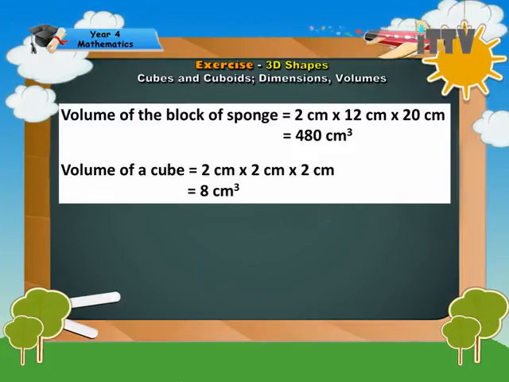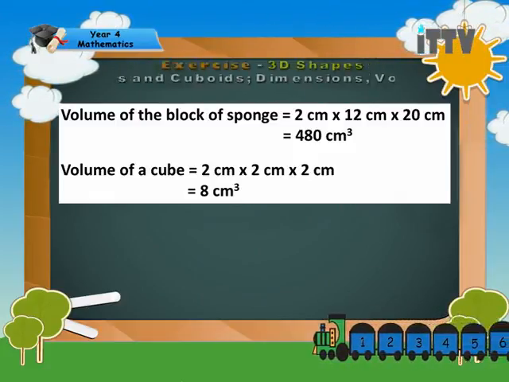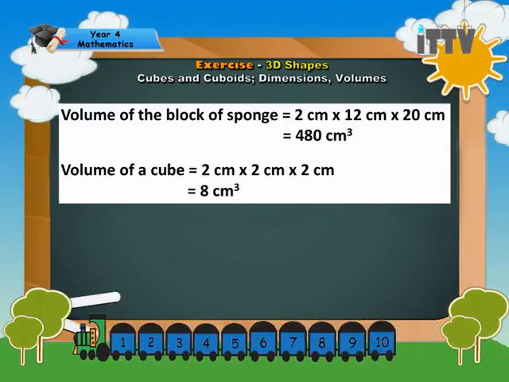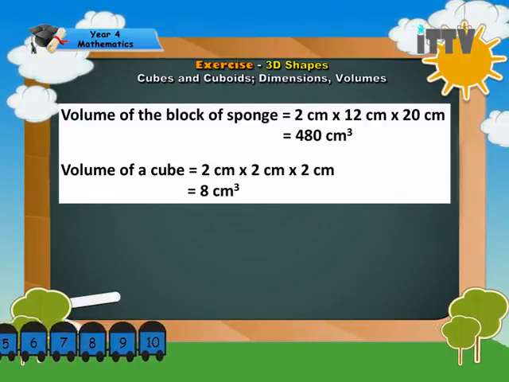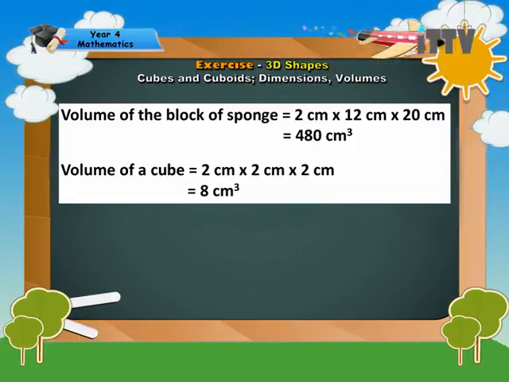What about the volume of a cube? Now we want to cut a cube with sides of 2 centimeters, alright? So the length, breadth and height are the same. 2 centimeters times 2 centimeters times 2 centimeters. That gives us 8 cubic centimeters.